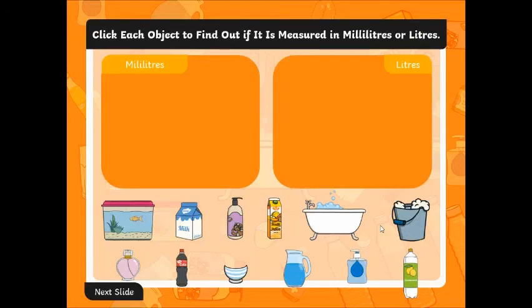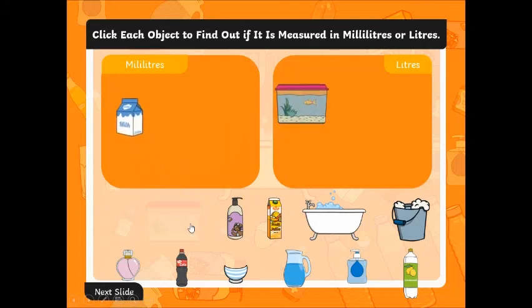Okay, so before we finish this video, I want you to pause this video and I want you to make a table in your copy. One side is going to be millilitres, the other side is going to be litres. And I want you to sort these objects into the right column. So for example, the fish tank is going to go into litres, the milk carton is going to go into millilitres. So pause this video now so you can watch it and see what you need to sort and draw that table into your copy.